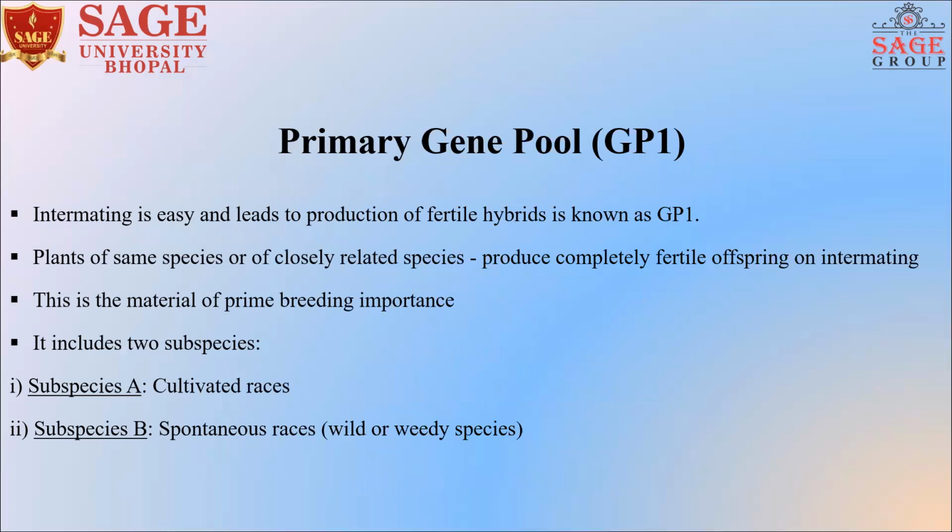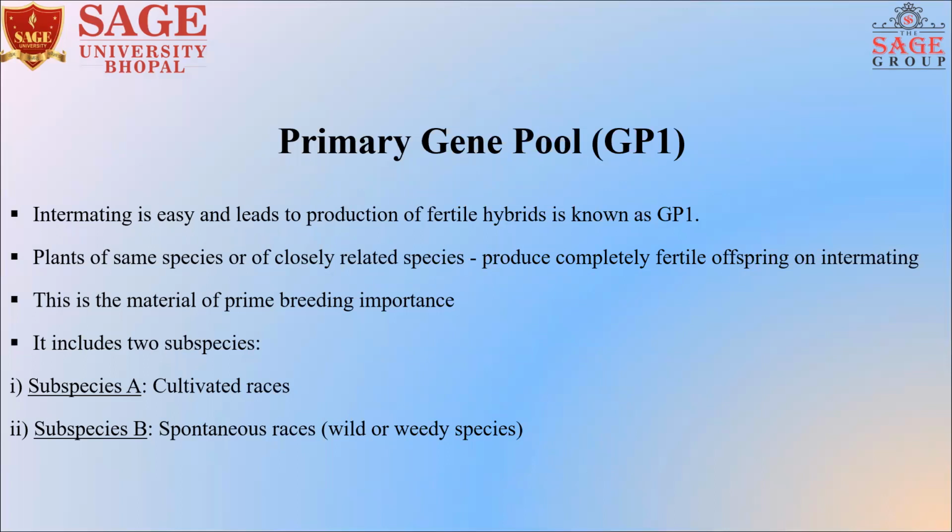First of all, we will go with the primary gene pool. In the case of genetic material, when intermating is easy and leads to the production of fertile hybrids, it is known as the primary gene pool, which is also designated as GP1. In this primary gene pool, the plants of the same species or closely related species can produce completely fertile offspring on intermating with each other. That's why the primary gene pool, or GP1, is of prime breeding importance.